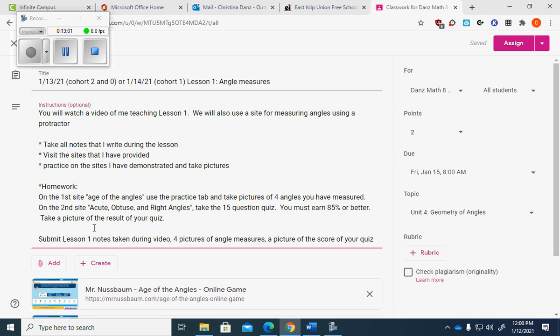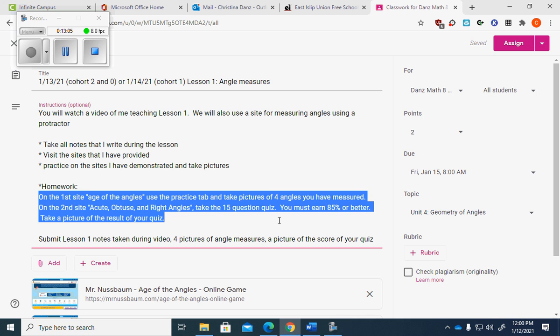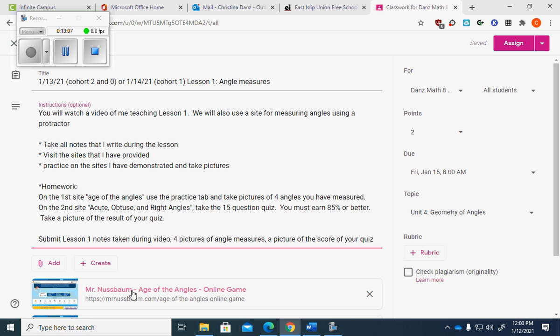So you can see what I'm going to ask you to do down here for homework. On the first site, this one that says Age of Angles, you're going to use the Practice tab and take 4 pictures of angles you have measured. So you have to do 4 angles, so I should see 4 different pictures, and they should not be the ones that I'm going to show you in this video, because these are the ones I'm doing. You're going to watch me so that you know how to do it on your own. So let's do that first. So let's go to the site.